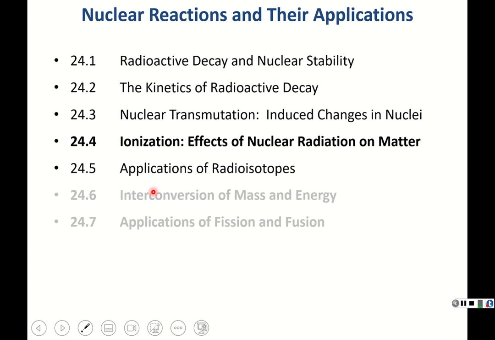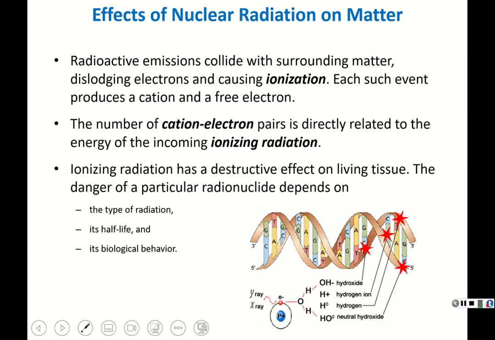Moving to the fourth section of chapter 24, this is talking about the effects of nuclear radiation on matter and ionization. Okay, radioactive emissions collide with surrounding matter, and depending on the energies of these collisions, they can dislodge electrons, and that causes ionization. Each event like this produces a cation and a free electron. Okay, the number of cation electron pairs is directly related to the energy of the incoming ionizing radiation.